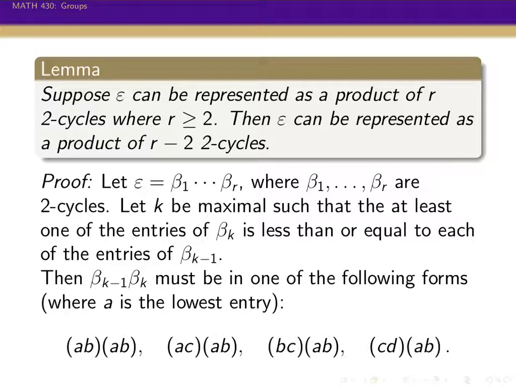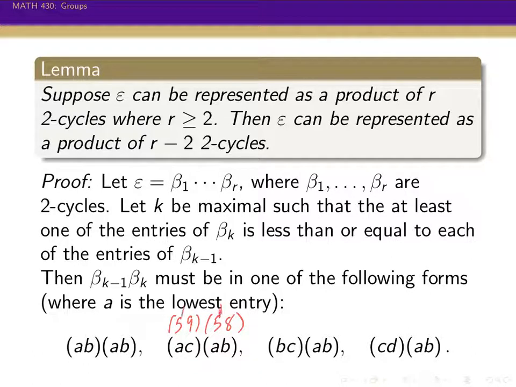Okay. Well, so then looking at those 2 entries, there's only 4 possible forms in which they could be. So the first is that beta k minus 1 and beta k are actually the same. So they are (a b), (a b). Second one is like the one we saw before, where this is something like (5 9), (5 8).